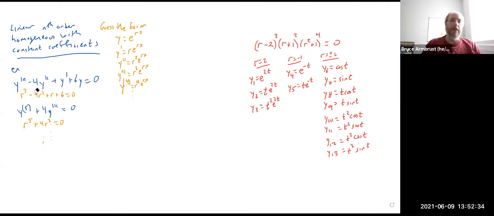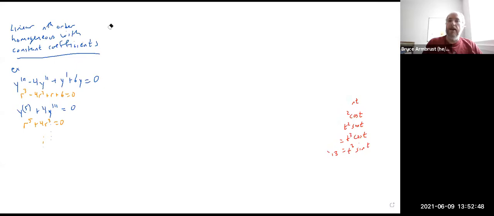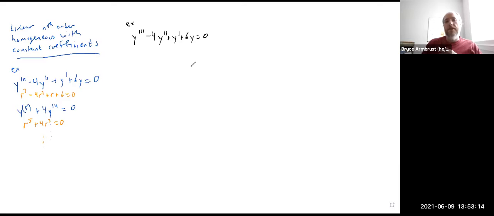So let's take these two examples that I put up here and actually run them. Let's see if we can find what their fundamental sets are. And then we'll turn the second one into an initial value problem and go through that as well. Okay, so let's actually solve this differential equation. It is homogeneous, and it does have constant coefficients.